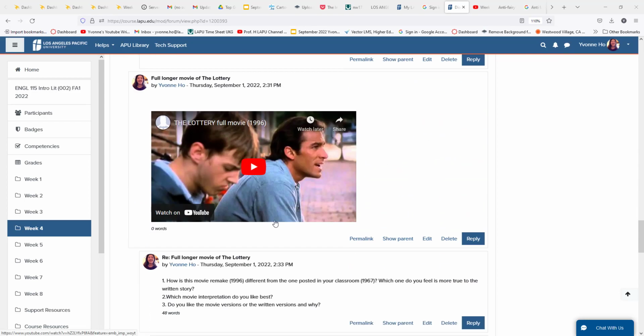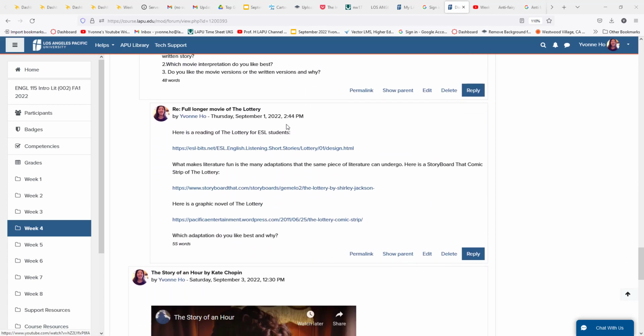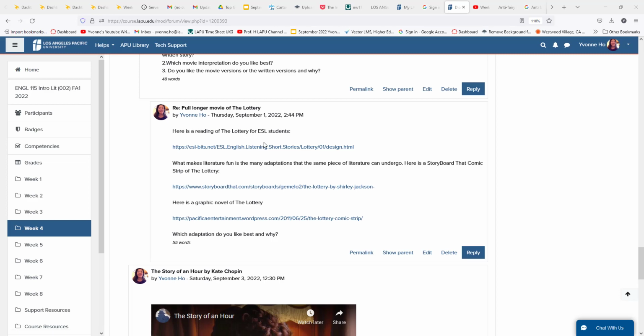Here you have the full movie of The Lottery, so you can watch it as a movie. You can also read many different versions of the lottery. Here's a version of the lottery for ESL students. Here is a storyboard comic strip of the lottery. I found all of this stuff online, so you can read it in many different ways and think to yourself how all of these different aspects add up to the ambiance of the story. And then here you have the graphic novel, similar to a comic strip. I think that's a little more involved. But anyway, here you have many different ways in which you can read or watch the lottery.